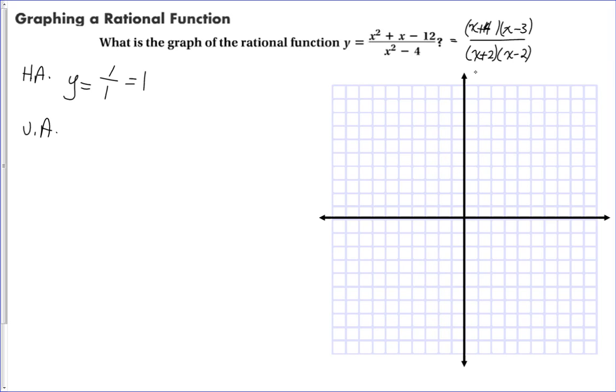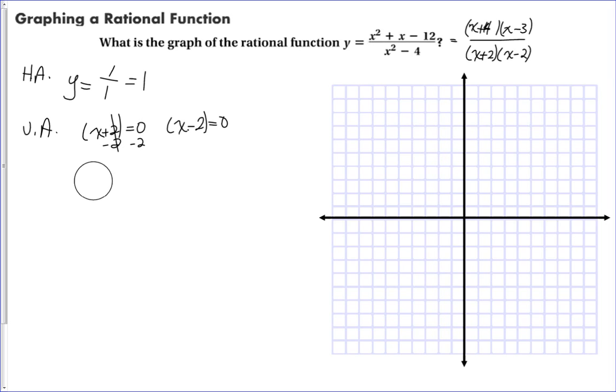We can't cancel anything out of the top and the bottom, so we don't have any non-removable discontinuities, so we don't have any holes. Since we don't have holes, we have vertical asymptotes. To find them, remember, you take the bottom of your function, each factor individually, set it equal to 0, and solve for x.